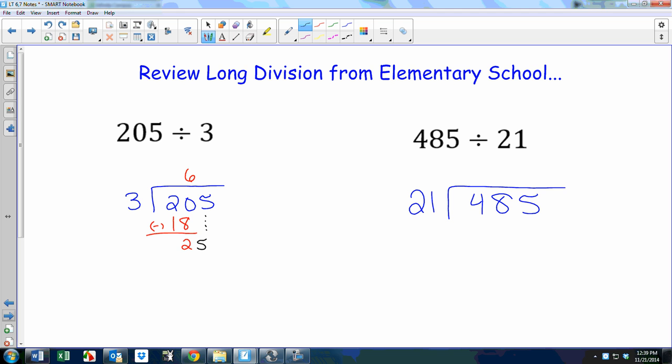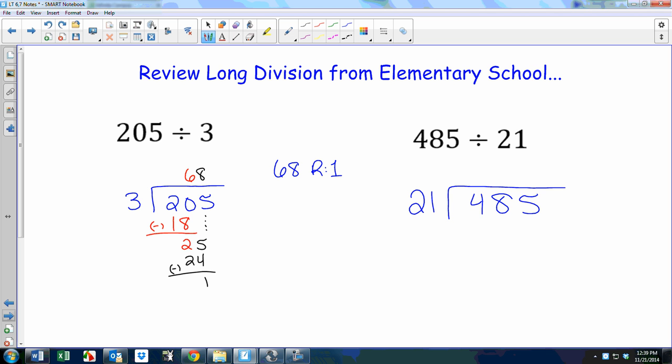What would you multiply? I'm changing the question. What would you multiply 3 by to get really close to 25? 8. It's the same question as how many times does 3 go into 25? And the answer was 8. So 8 times 3, 24. Then you subtract and you get 1. And then you had 2 answers, 2 options. 68, remainder 1.